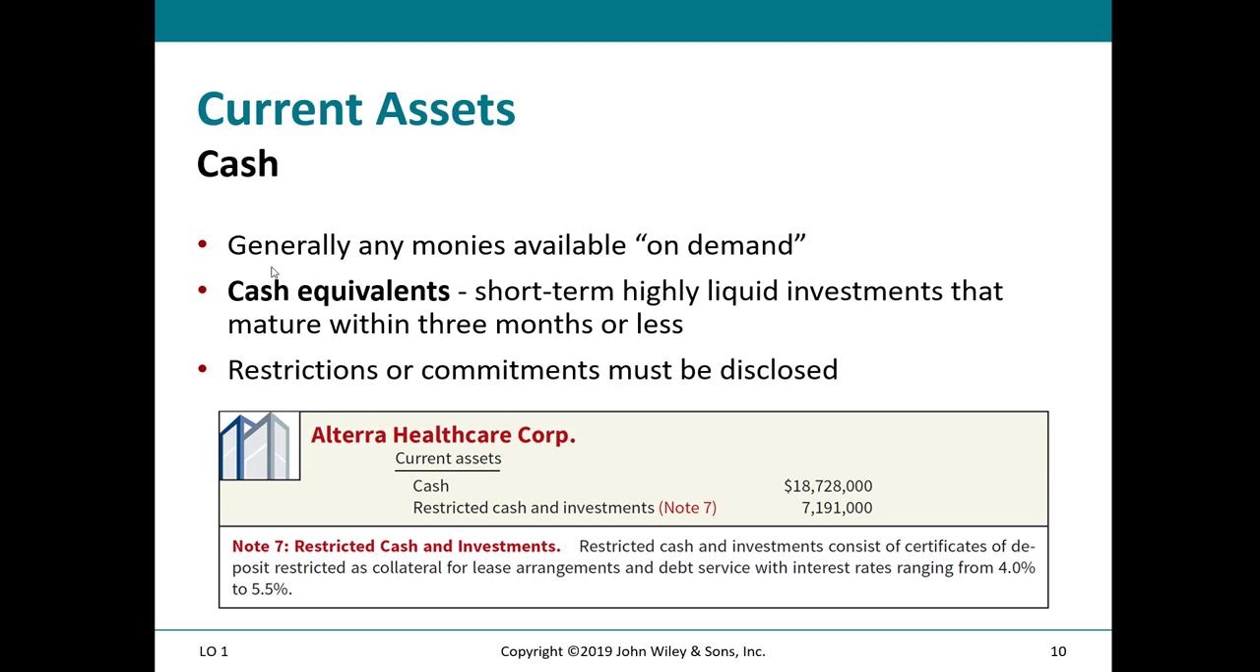So, talk about cash. Cash is generally any monies available to pay, either right now or within a few days. I told you cash equivalents are highly liquid investments. Also, any restrictions on cash or commitments must be disclosed. For example, sometimes if you have a loan, a bank will require you to have a compensating balance. Let's say you must keep no less than $5,000 in your checking account. In that case, it would be restricted because you can't spend below that amount.